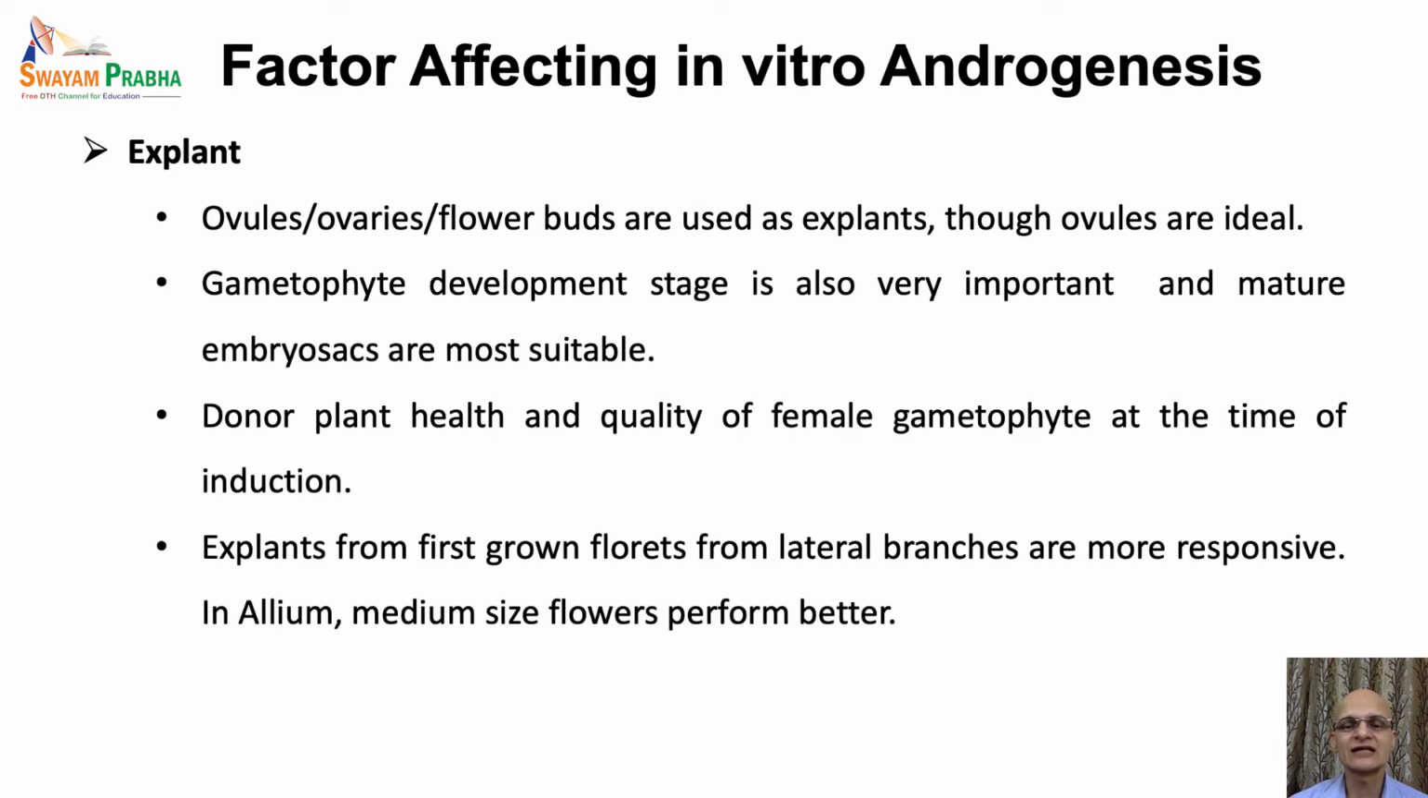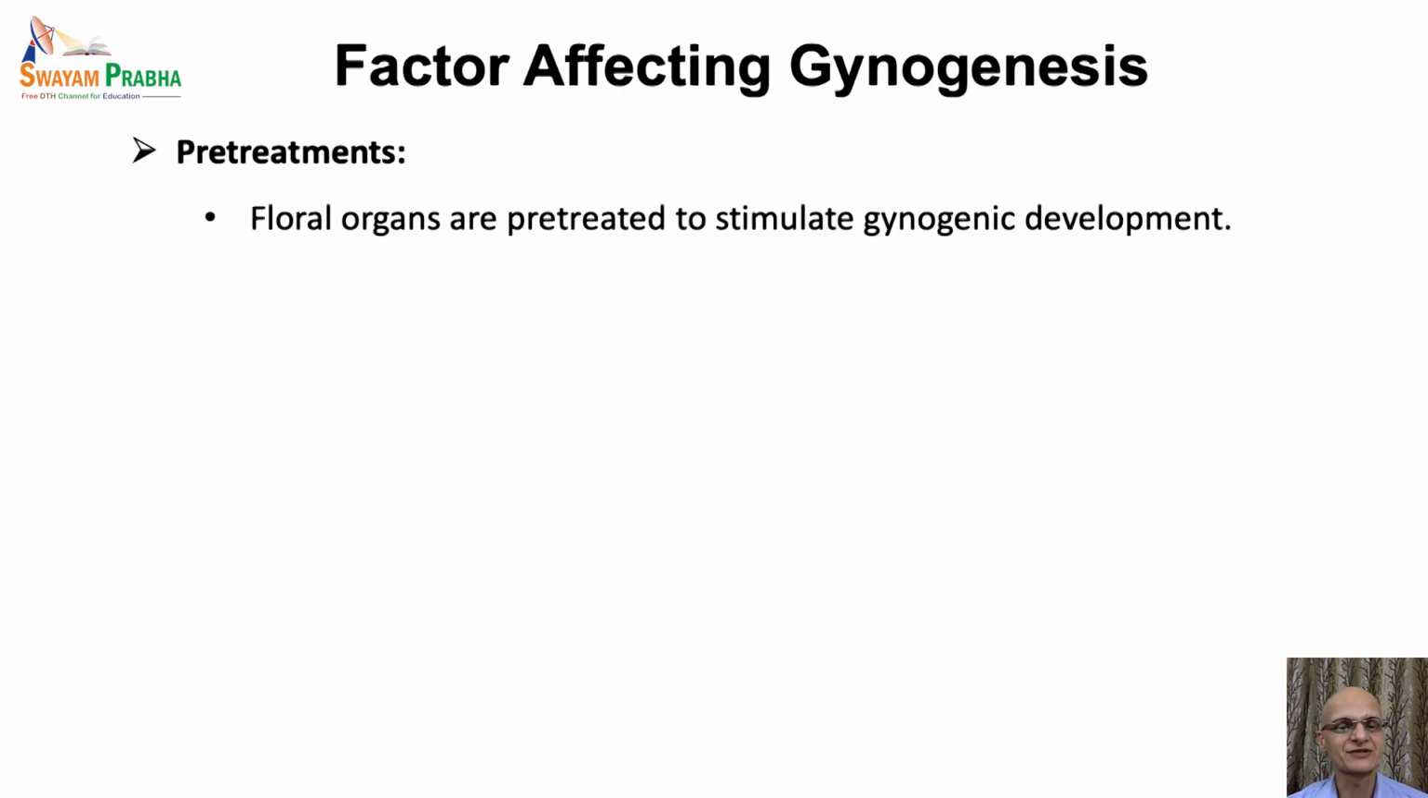Further, the explants collected from the medium-sized flowers of onion had a better induction response as compared to the explants collected either from very large flowers or very small flowers. In some species, the impact of seasonal variations has also been reported to affect the gynogenic potential of the female gametophyte.